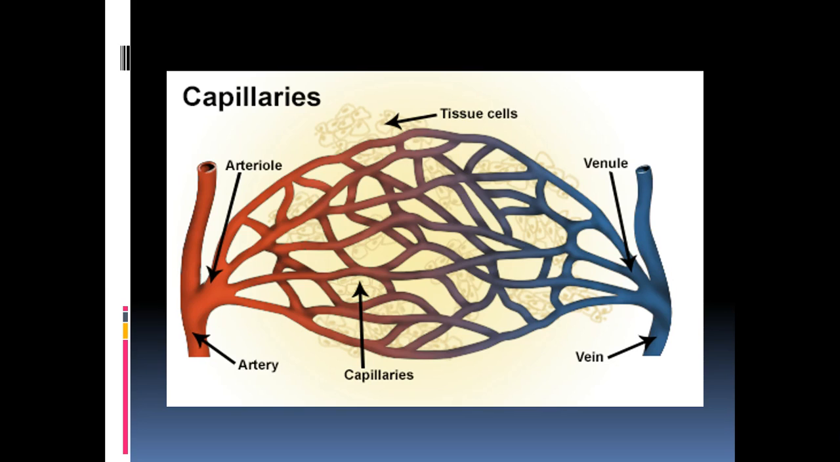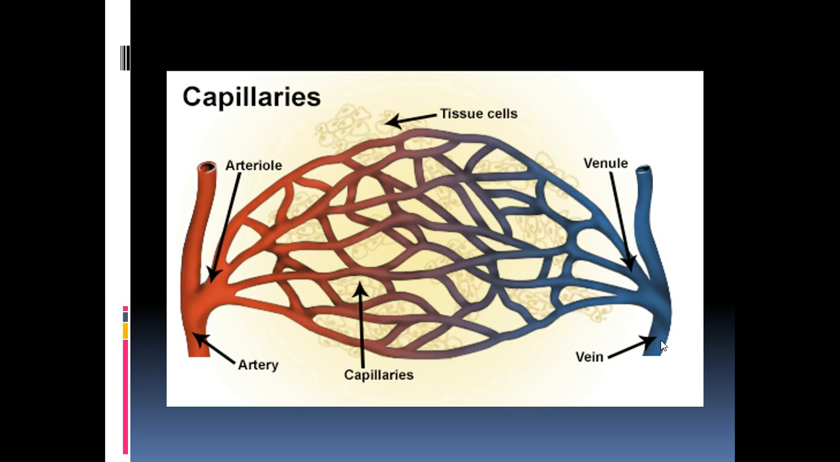So finally we are going to look at the veins. If you look at the diagram that we have here, as blood leaves a capillary bed, the capillaries gradually join with one another, forming larger vessels called venules, which will later join to form veins. And the function of a vein is to return blood back to the heart.